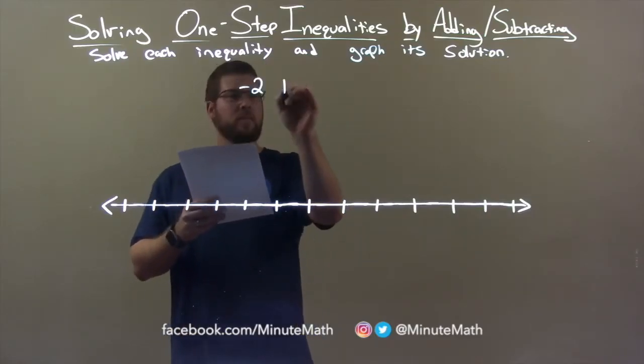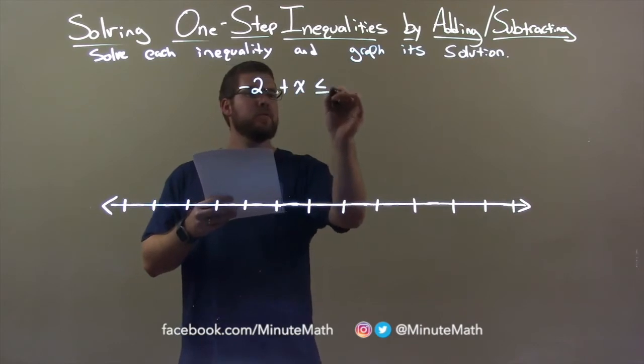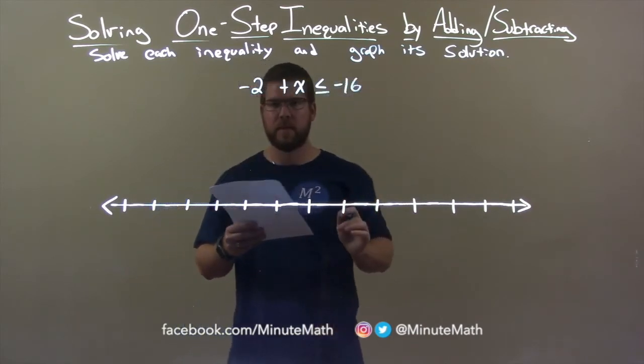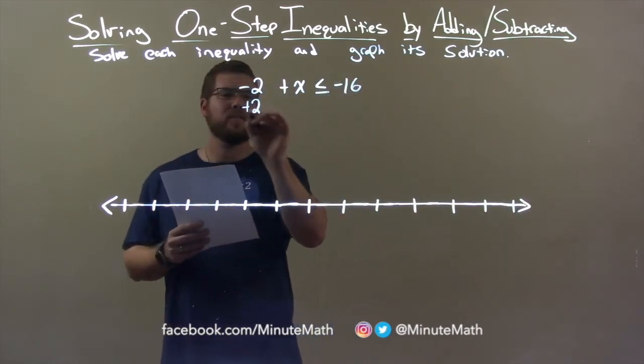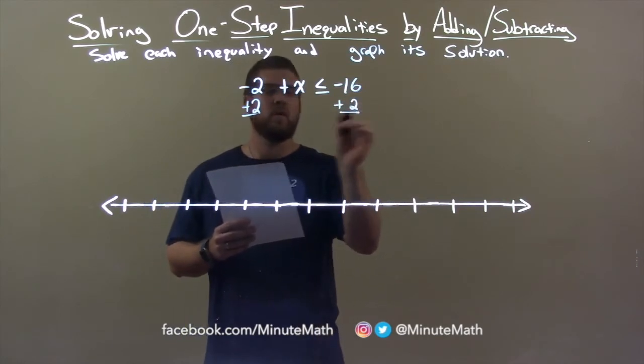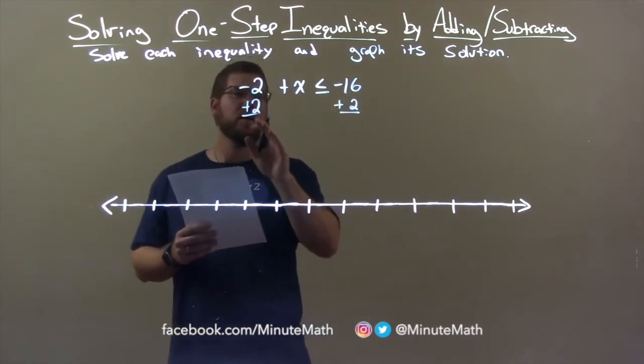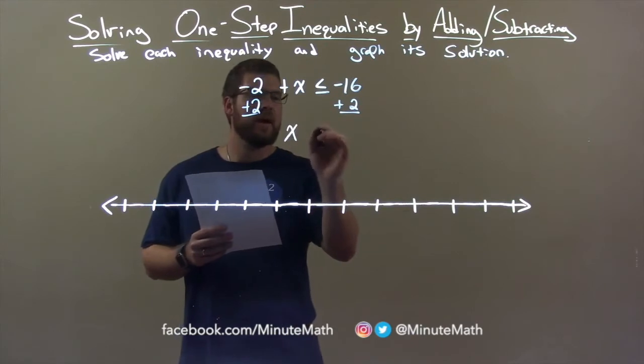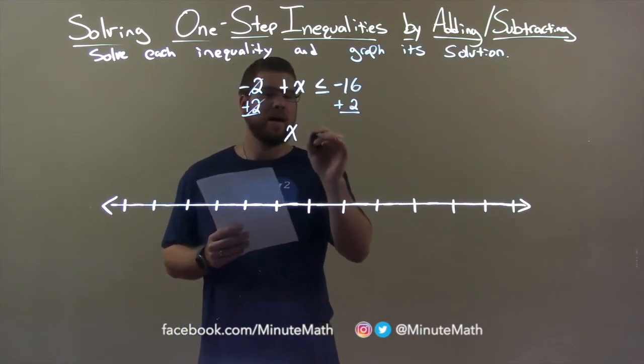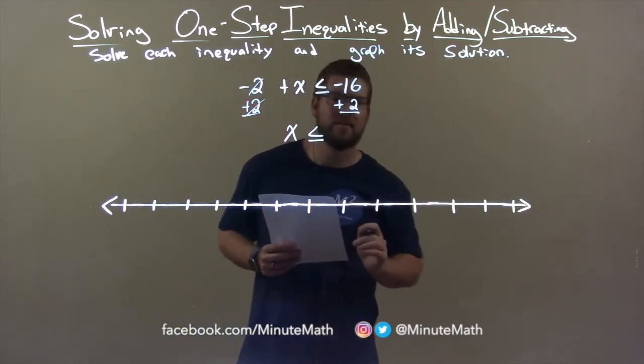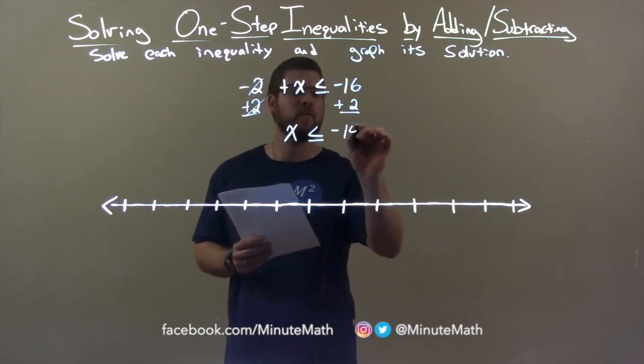-2 plus x is less than or equal to -16. I want to add 2 to both sides. When I add 2 to both sides, okay, that gets me x completely by itself. These 2s will cancel. x is now less than or equal to -16 plus 2, which is -14.